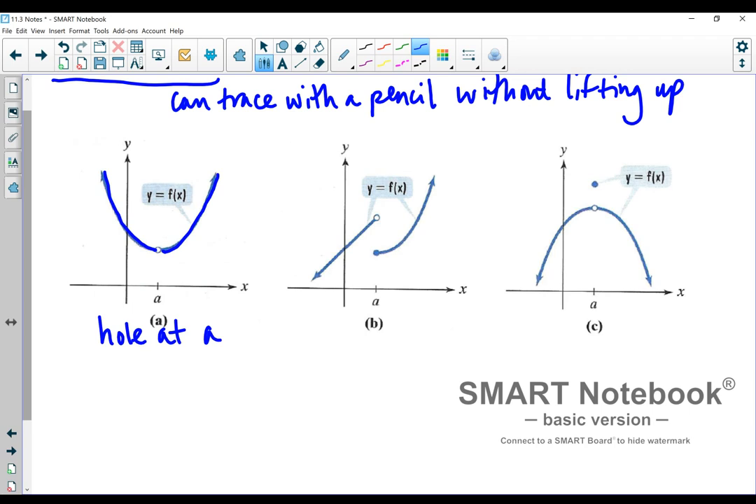These are all some kind of not continuous function. And the interesting part here is that the limit actually does exist, though, because as I approach A from both the left and the right, they're going to settle in on that same y value. So the limit of f of x exists. But our f of a is undefined.